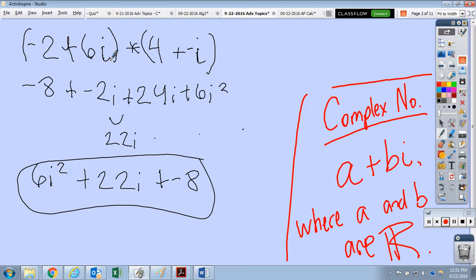Alright, so then let's go ahead and do this real quickly. Negative 2 times 4 is negative 8. Negative 2 times negative i would be positive 2i. And 6i times 4 would be 24i, and then 6i times negative i would be minus 6i squared.